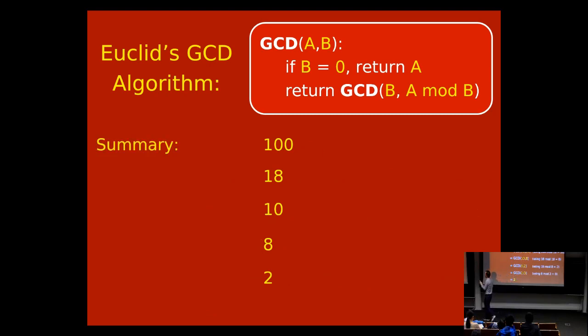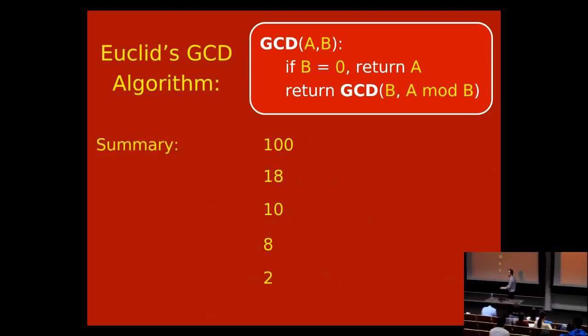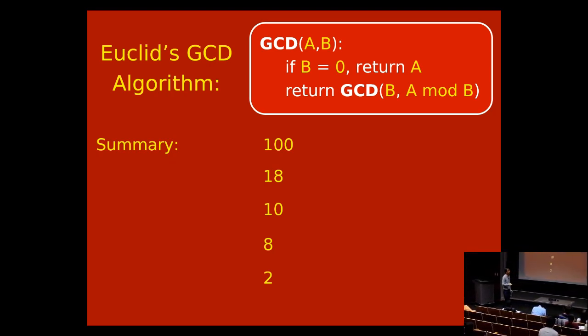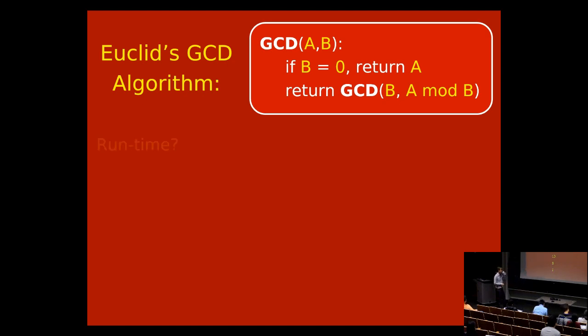OK, so we're going to study this algorithm a little bit more. Let me just say a summary. If I'm talking about this algorithm later, this is basically the summary. If you're starting from 118, this number mod this number is 10, this number mod this number is 8, this number mod this number is 2, and you go down until you get to 0, or until this number divides into this number. OK, so we have a correct algorithm to compute the GCD.